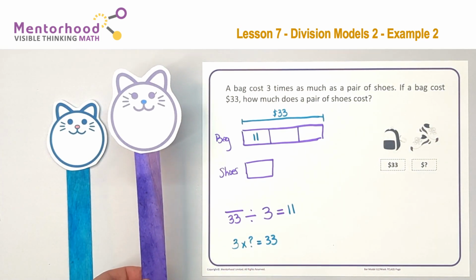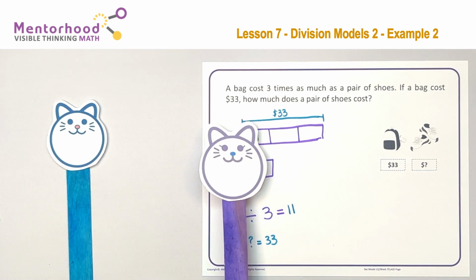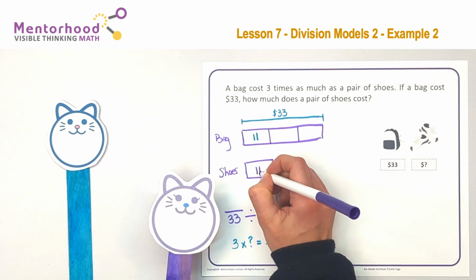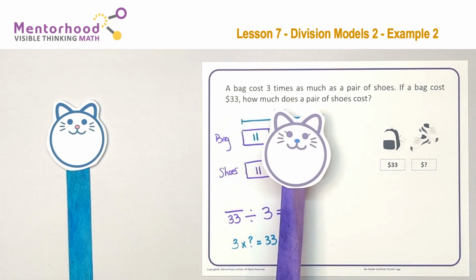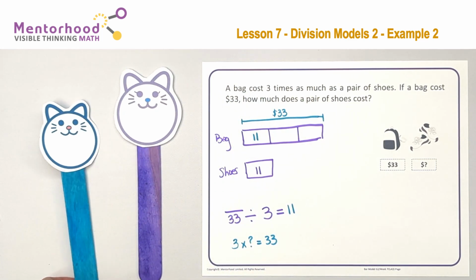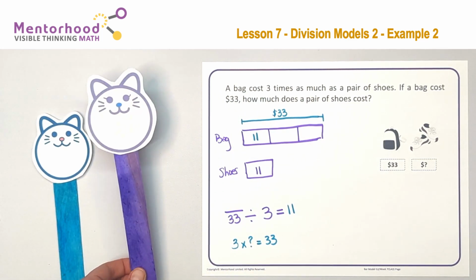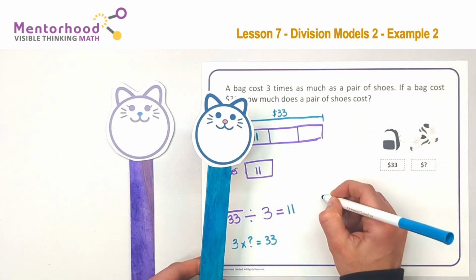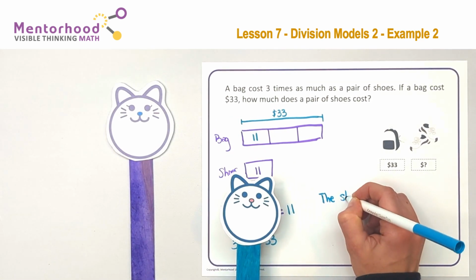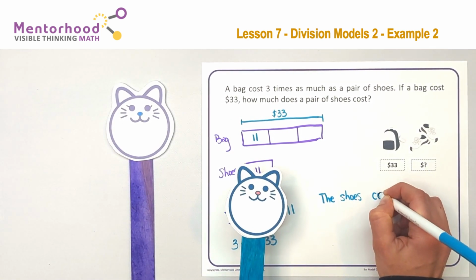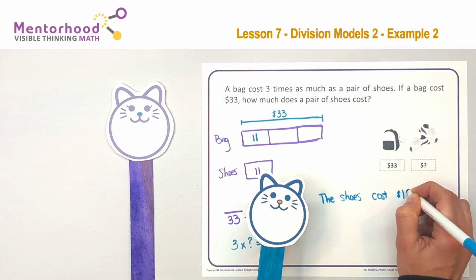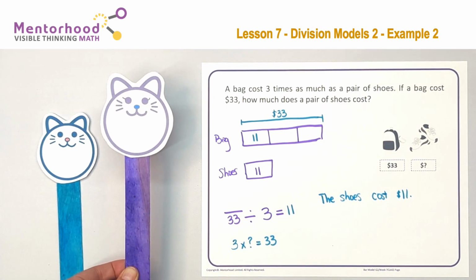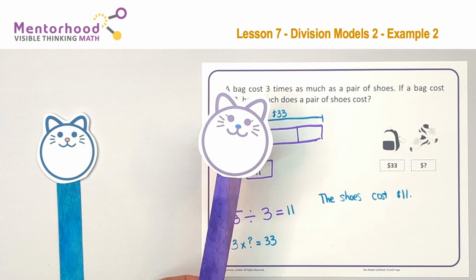That's right. And since we know that 1 out of 3 sections of the bag is the same as the shoes, we can put that right in our model for shoes. So, how much does the pair of shoes cost? $11? That's right. How about you write that into a sentence? The shoes cost $11. Great job! Why don't you try one on your own? Are you gonna help? Great!